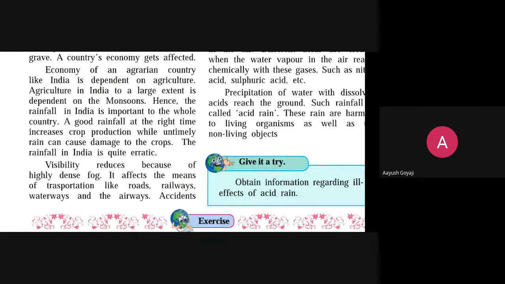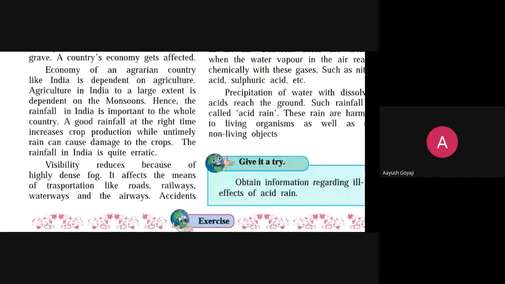Visibility reduces because of highly dense fog. आता आपण रेनफॉल बद्दल बघितलं, आता आपण फॉग बद्दल बघूयात. फॉग मुळे काय परिणाम होतात, रेनफॉल आणि स्नोफॉलचे परिणाम आपण बघितले. आता आपण फॉग वगैरेचे परिणाम बघूयात. Visibility reduces because of the highly dense fog.